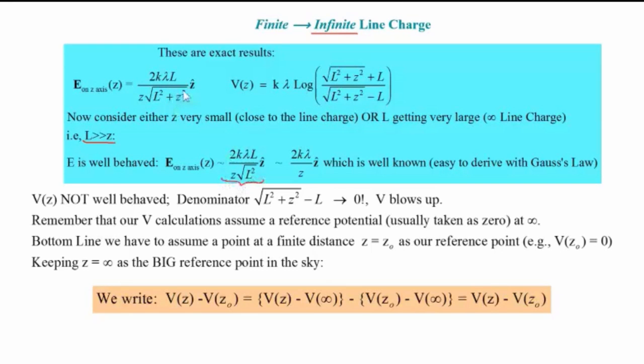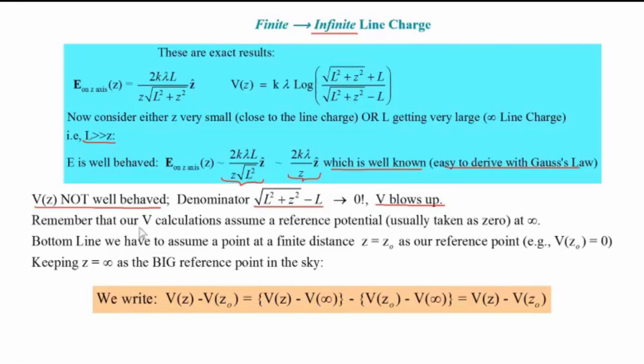We drop the z squared because it's much smaller than L squared. Well, that's this one right here. This z remains right here, and so there's an L here. It cancels this L, and so this is the E field on the z axis, and that's well known and easy to derive with Gauss's law. The potential is not so easy. It's not well behaved. And the reason is because of this denominator. If you let L get very, very long, you'll have L minus L. It's going to blow up. So the potential blows up if we let L go to plus minus infinity.